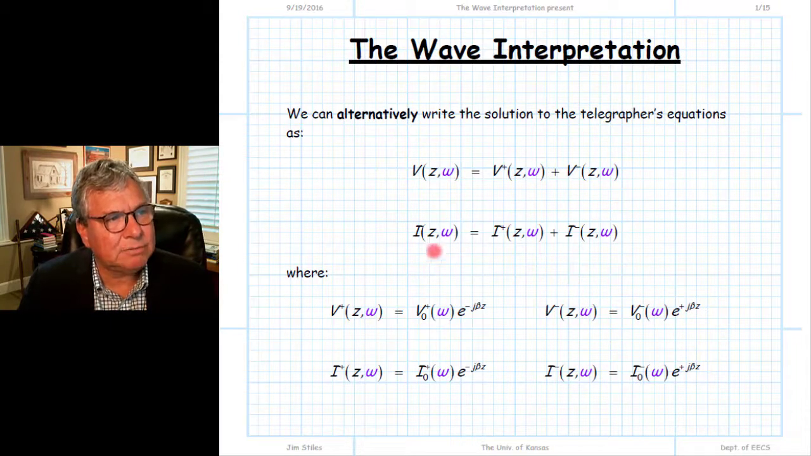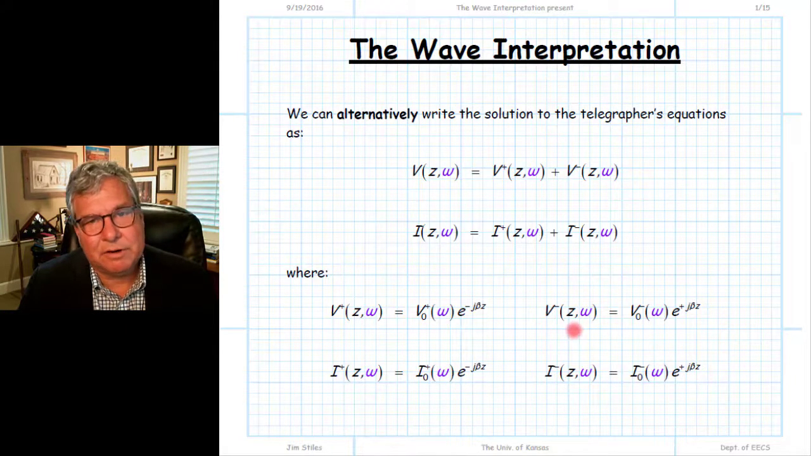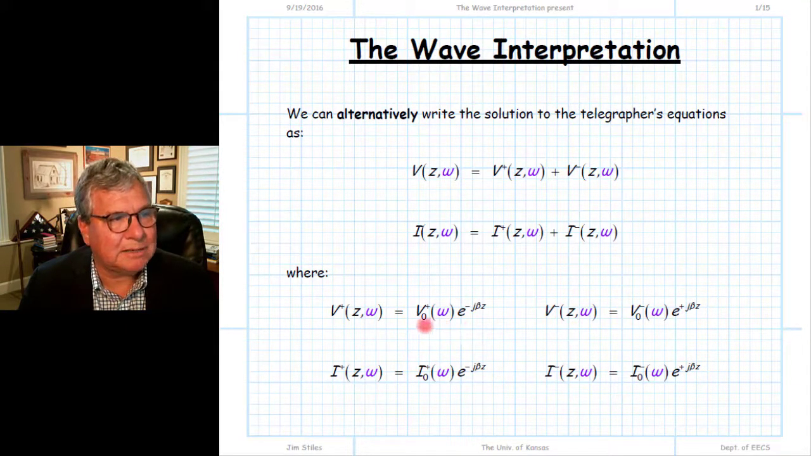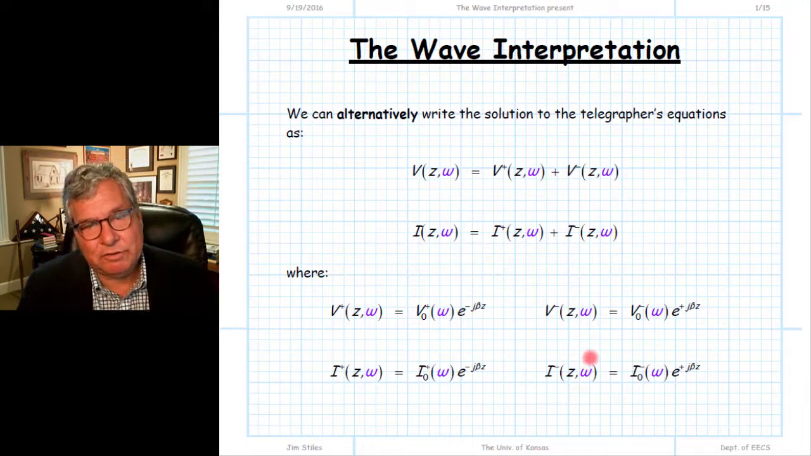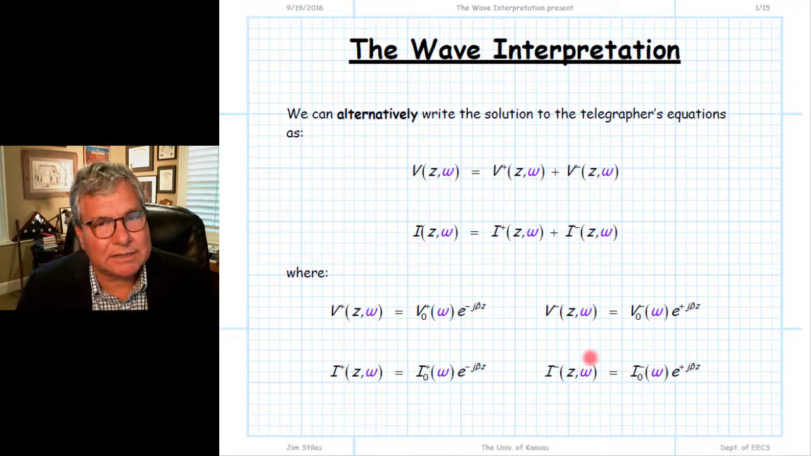Likewise for current, I'm going to write it as the sum of two terms, and each term we can write in terms of the solution that we got for the telegrapher equations. Notice that each of these four functions is a function of position z, as well as the frequency of oscillation omega. I leave those in right now. Eventually I'll leave off the omega, but right now I'm trying to emphasize that all the solutions will change if we change the frequency of our excitation, the frequency of the source.